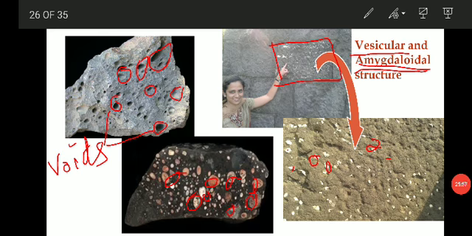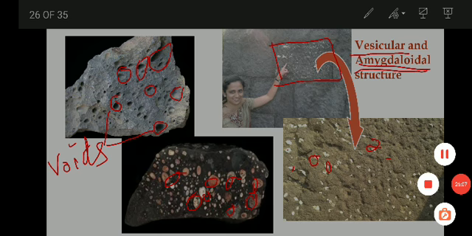So these are the structures which are shown by igneous rocks. This is again a very important question from the exam point of view. Structures of igneous rocks.